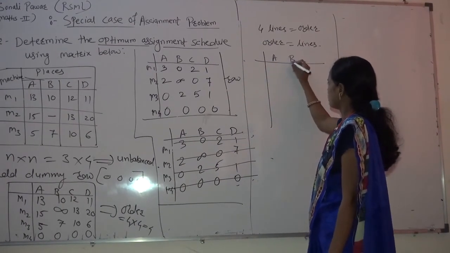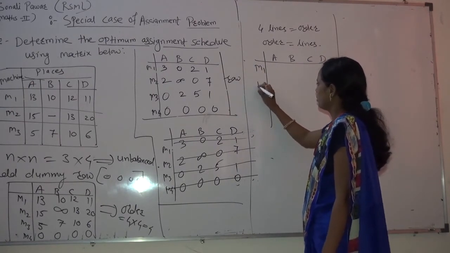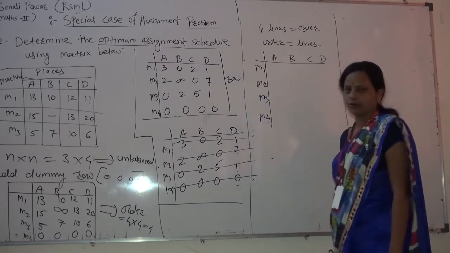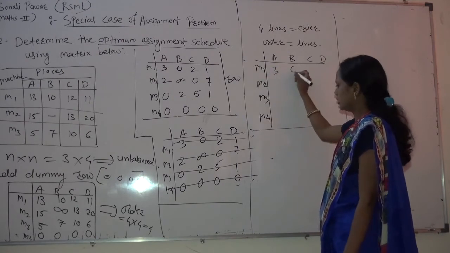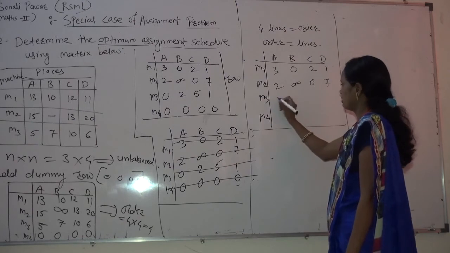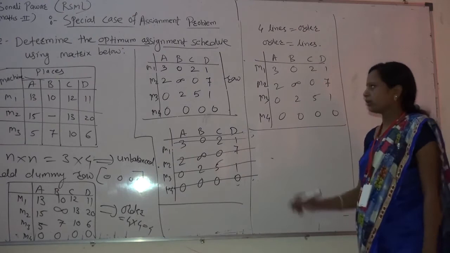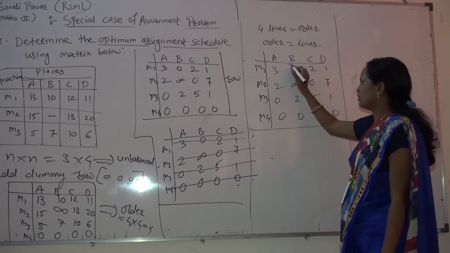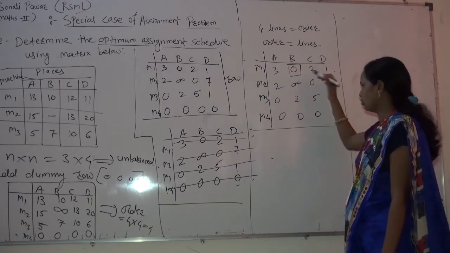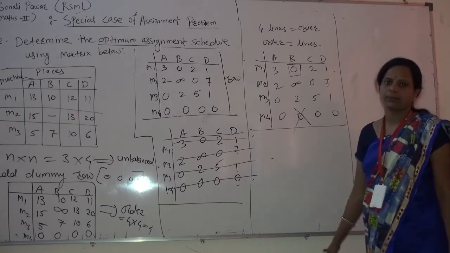So places are A, B, C, D. Machines are M1, M2, M3, and our adjustment fourth row M4. So now write down here 3 0 2 1, 2 infinity 0 7, 0 2 5 1, 0 0 0 0. Observe the first row. Here 0 is available. So give the assignment. Check the corresponding row for an extra 0. No. Column having an extra 0. Yes. Which is this? So cross off this 0.